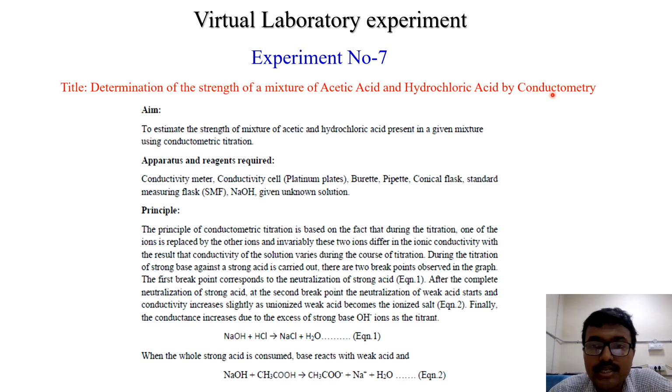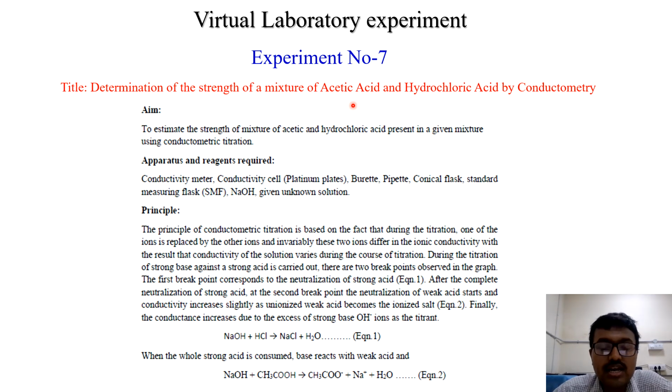So what is conductometric titration? Conductometric means we have to determine the conductance of ions. If we dissociate hydrochloric acid, we will get H plus and Cl minus ions. If we dissociate acetic acid, we will get acetate, CH3COO minus, and H plus ions. However, acetic acid is a weak acid, so it will dissociate very little. So hydrochloric acid will dissociate more. When we start this titration, we need a base, NaOH solution. So when we start the titration, first hydrochloric acid will be neutralized and then acetic acid will be neutralized.